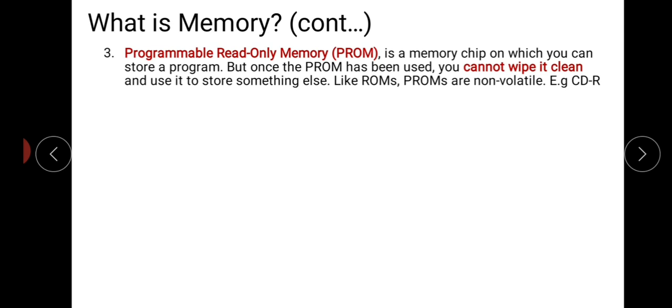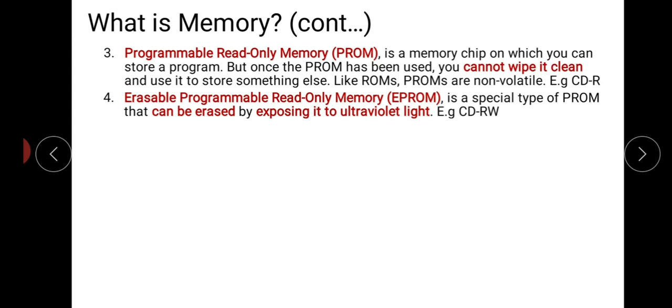So let us see some more types of memory. Next one is PROM, which is known as programmable read-only memory. In this memory, you can store data using some program. But once you have written the data to this PROM, you cannot wipe it or clean it. Its example is like a CD reader.